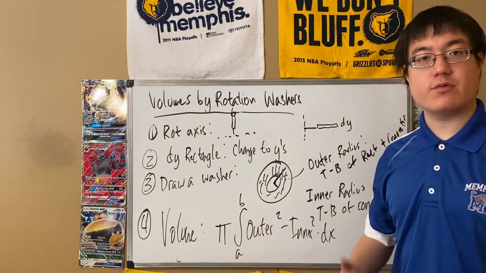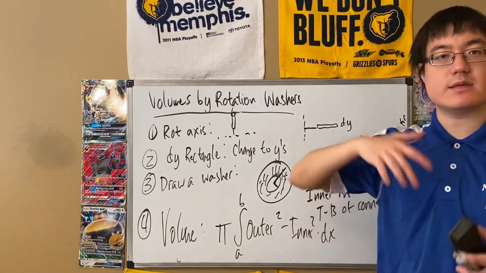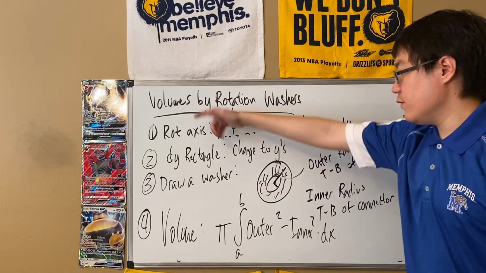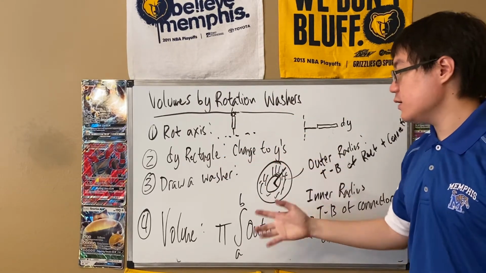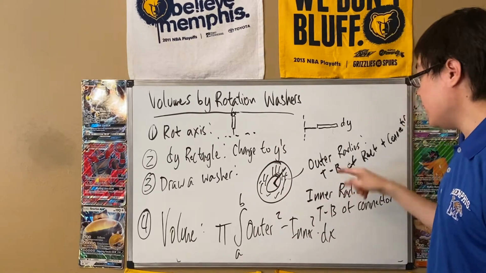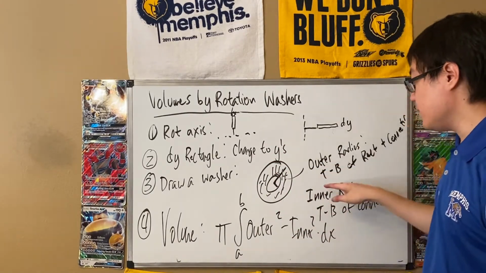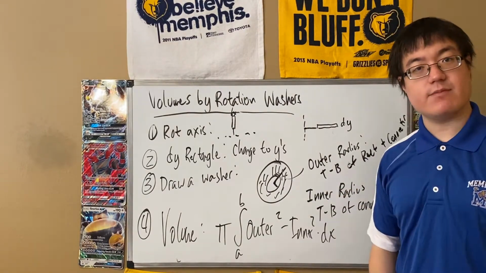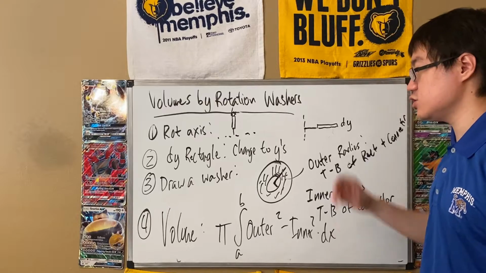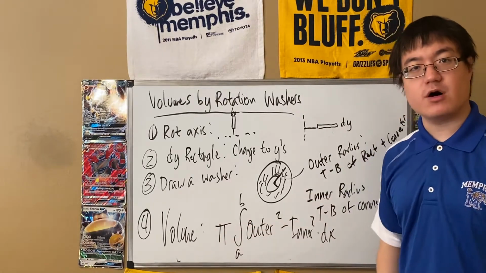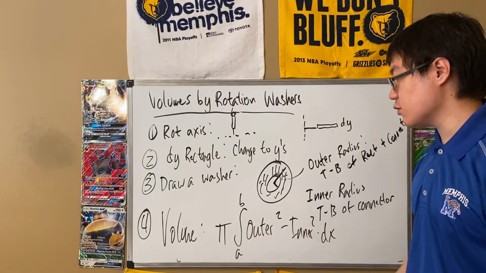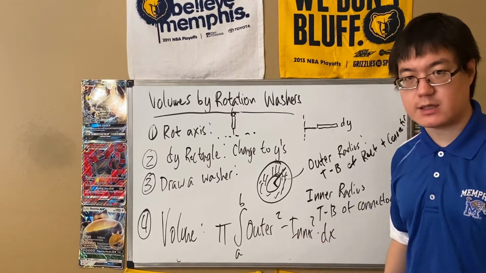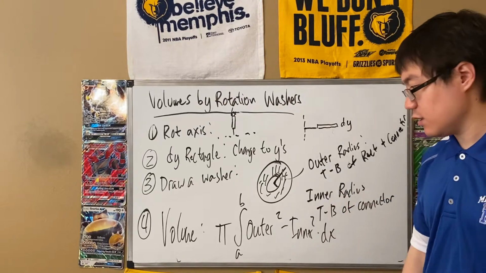Of course, if you're doing it with dy's, everything remains the same, except everything has to be in terms of y's, and you're doing right minus left instead. So if we draw a dy rectangle, we're going to change to y's, and when we do the washer step, the outer radius is still the same, but it's going to be right minus left of the rectangle and the connector. The inner radius is going to be the same, but it's going to be right minus left of the connector, just the connector. Finally, when we form the volume with the dy case, it's going to be pi times the integral of outer squared minus inner squared. Still the same thing, where outer is going to be right minus left instead of top minus bottom of something.